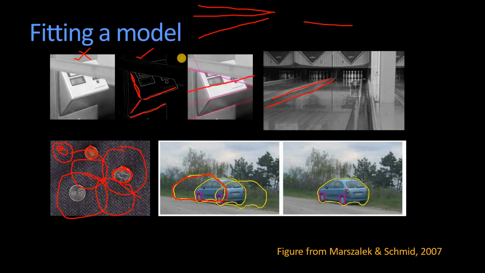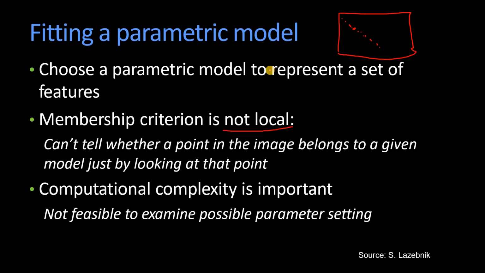Given that computers don't think like our brain. Our brain can think, but computers cannot think like this. They have to check everything one by one manually. So in that case, overall, the computational complexity of fitting the parametric model is not small, it's a lot. So it is not feasible to examine all the possible parameter settings, all the possible lines, you cannot search them inside the image.